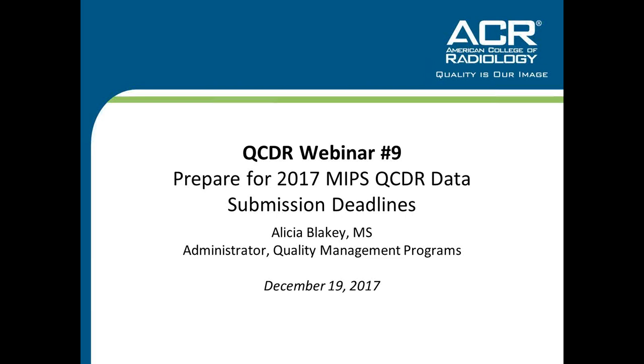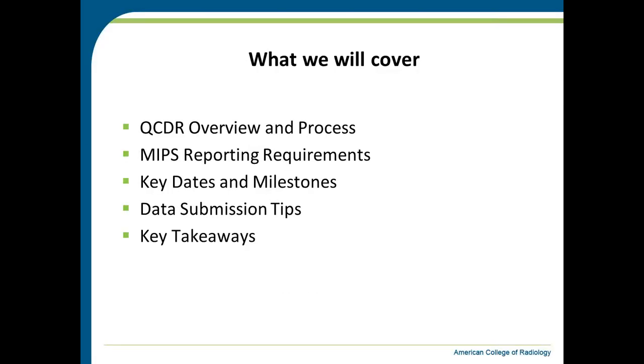There's a lot to cover in a short amount of time. So what we will cover is the QCDR overview and process, MIPS reporting requirements. This will serve just as a refresher, just in letting everyone know of all of the requirements, especially with the changes between 2016 and 2017. We are focused more on quality measures and some other elements that are required under MIPS. We'll look at key dates and milestones. A lot of people are asking me, when is data submission due? When can I start selecting my measures or improvement activities? So we'll cover that information today.